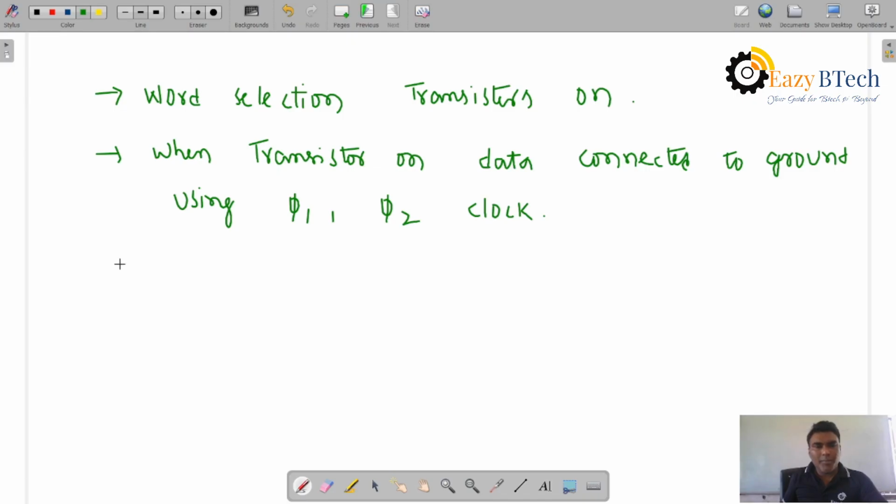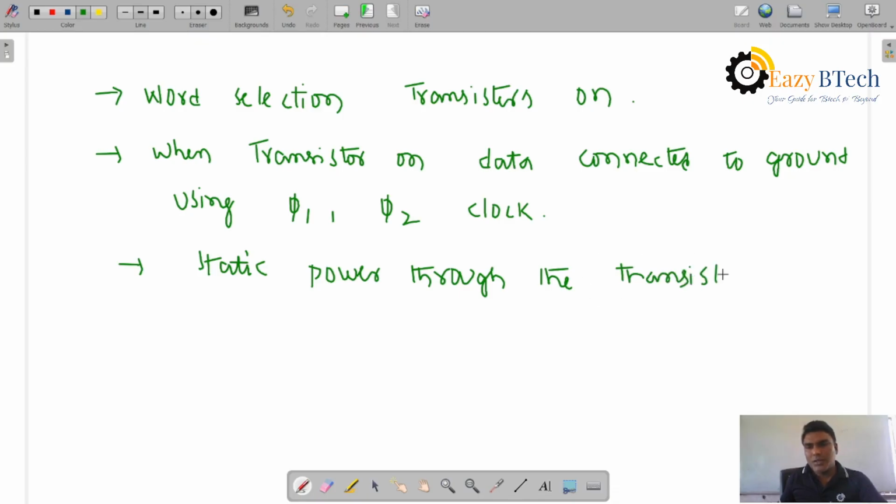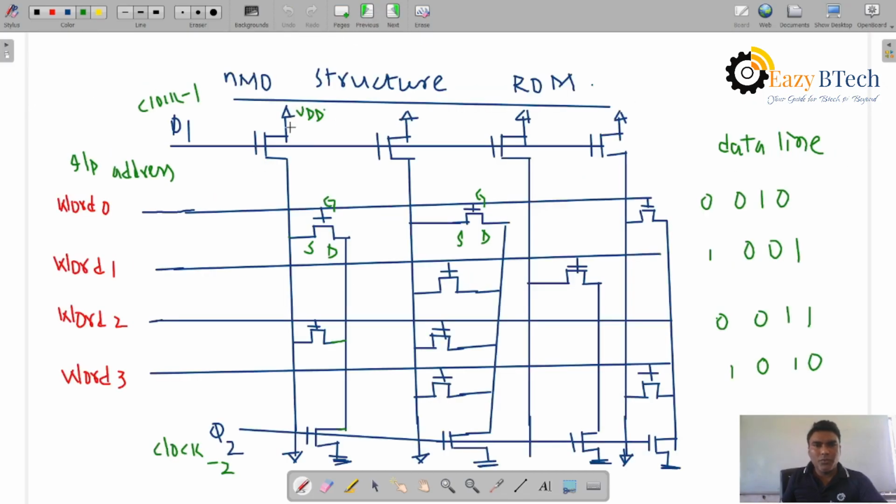So there is static power through the transistors, right? It is a permanent data storage transistor. So static power from pi 1 to pi 2, for VDD. When the clock is applied over here and the clock is applied over here, the below transistors are on, the above transistors are on.